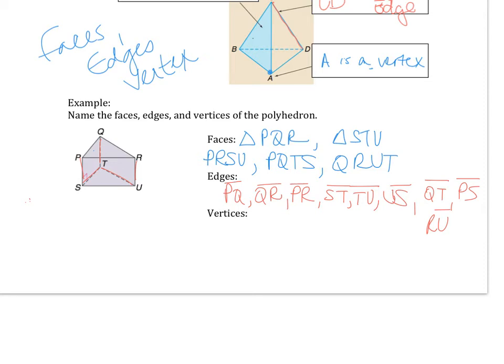Vertices are those corners at those triangles. I'll highlight those for you. I've got 1, 2, 3, 4, 5, 6. Those are my 6 vertices here. Vertices are, again, just with one letter, S, U, T, P, Q, and R.